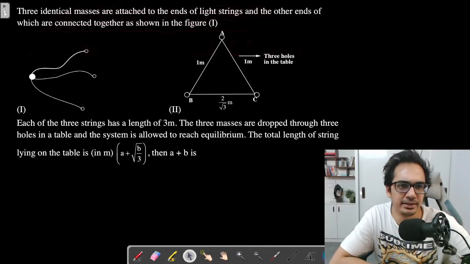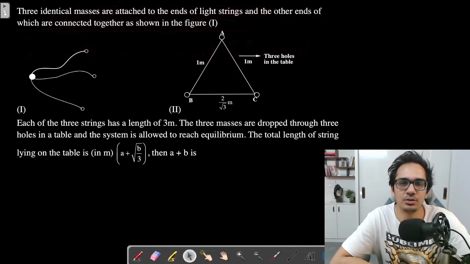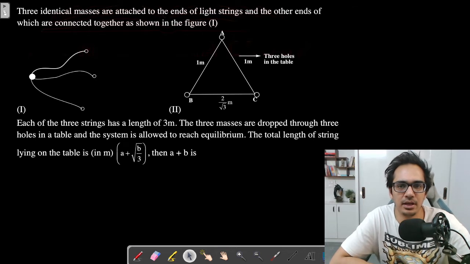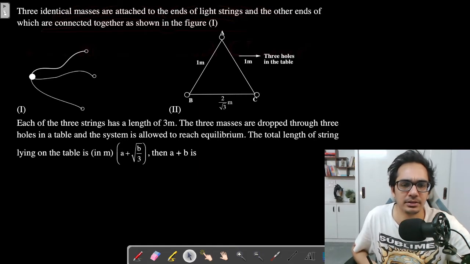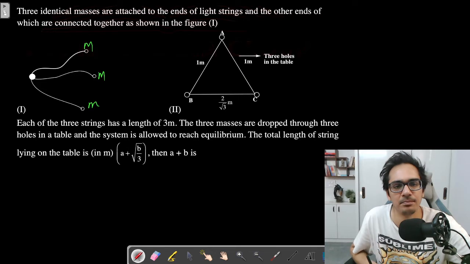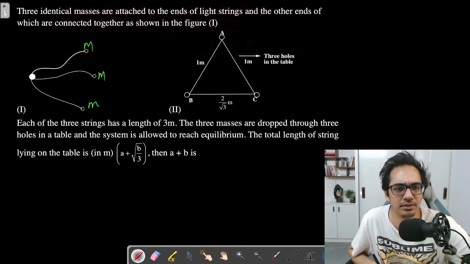All right. Three identical masses are attached to the ends of light strings, and the other ends of which are connected together, as shown in figure 1. So there are three identical masses: mass M, mass M, mass M. They are attached to the ends of the light string, and the other ends are connected together and fixed somewhere. Length of each string is 3 m.